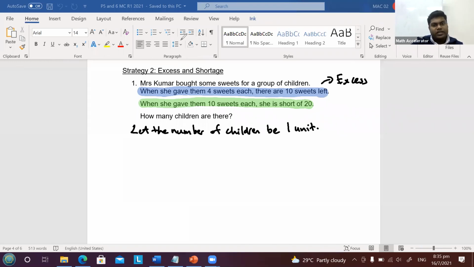Okay, now I want you all to answer something in the chat. So here's the question. If I have 3 children, using the statement in blue, how many sweets do I have in total? Not I. Mrs. Kumar has 3 children. Correct. 22, right? 3 times 4, 12, plus 10. Okay, what about 2 children? How many sweets will Mrs. Kumar have?